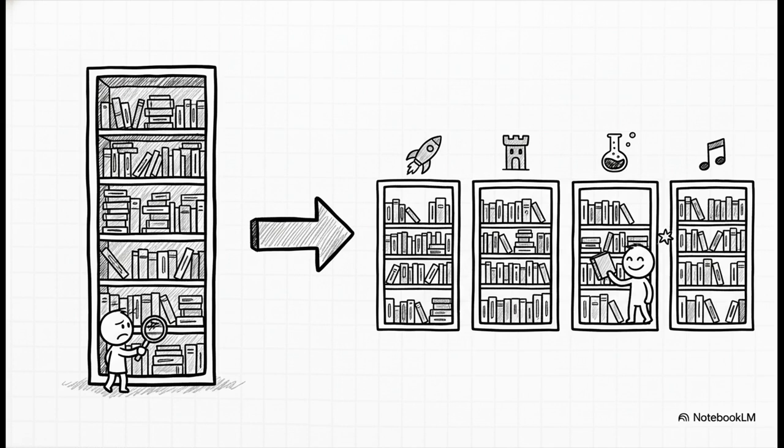Sharding is like splitting that library into dozens of smaller, specialized rooms. One for fiction, one for history, one for science. Now, when you need a book, you go straight to the right room. You're only searching a fraction of the collection, which makes it incredibly fast.